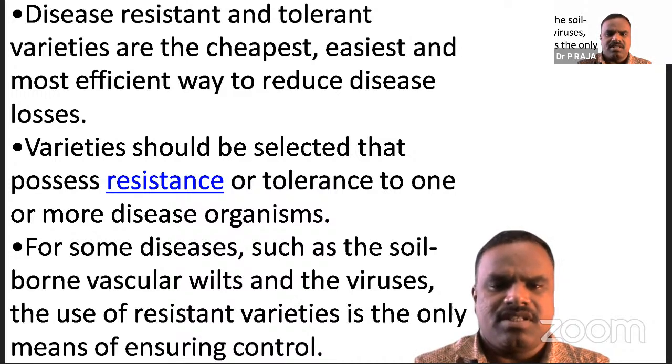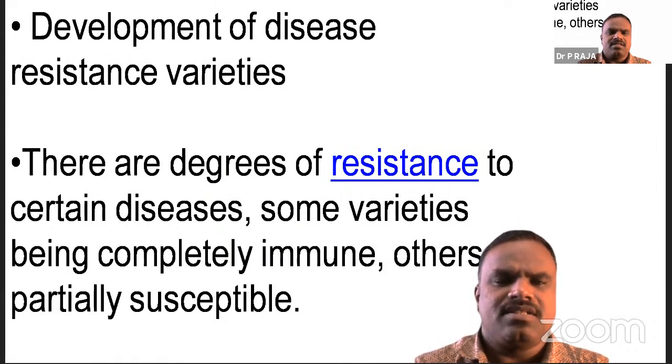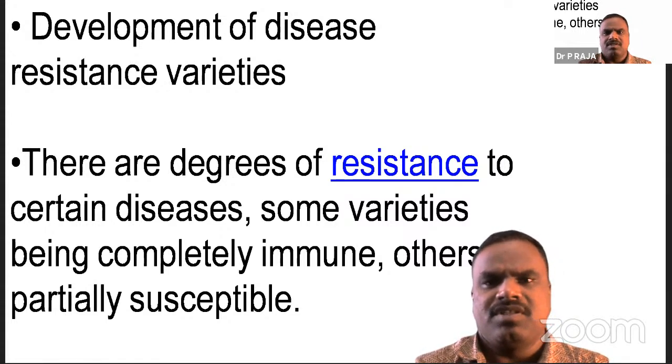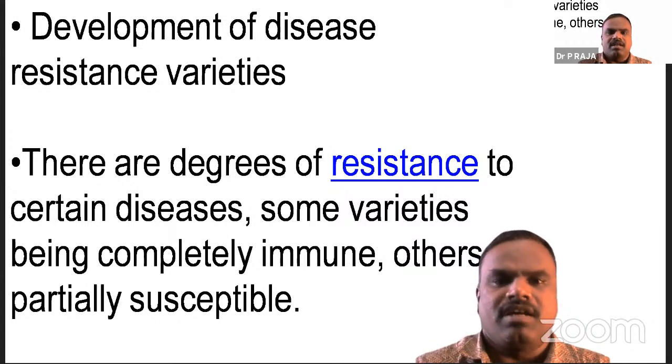Okay, and for some diseases such as soil-borne vascular wilt and viruses, the use of resistant varieties is the only means of ensuring control. Then develop disease resistant varieties, some kind of tolerant varieties. Say for example, sandal spike, okay, and then neem yellowing. Some varieties, some species, if they are more tolerant, we can advise to grow. Some species are tolerant to that, and some species are resistant. So we can recommend those varieties.